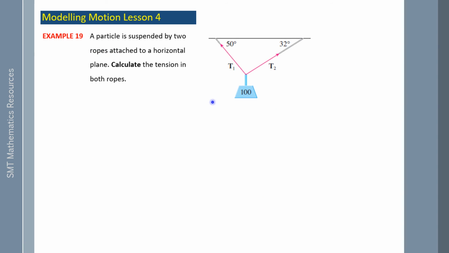Example 19. A particle is suspended by two ropes, tension 1 and tension 2, attached to a horizontal plane. Calculate the tension in both ropes. So we're going to consider the particle is suspended, meaning the system is in equilibrium, meaning the resultant force is 0. Hence, we've got 1, 2, 3 vectors. We can create a triangle of forces. So construct a triangle of forces.